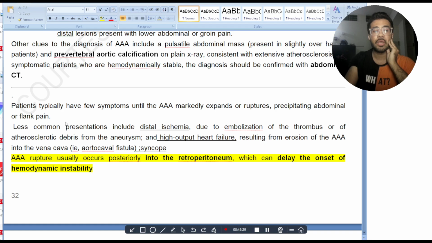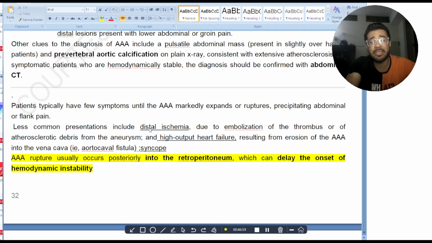flank pain. So the high yield patient presentation would be like the patient presents with a history of dull abdominal pain that is constant in nature, and the patient also on observation has a pulsatile mass in the abdomen. This is the most high yield presentation for stable abdominal aortic aneurysm. It's just a nagging abdominal pain and you can palpate a pulsatile mass as well.